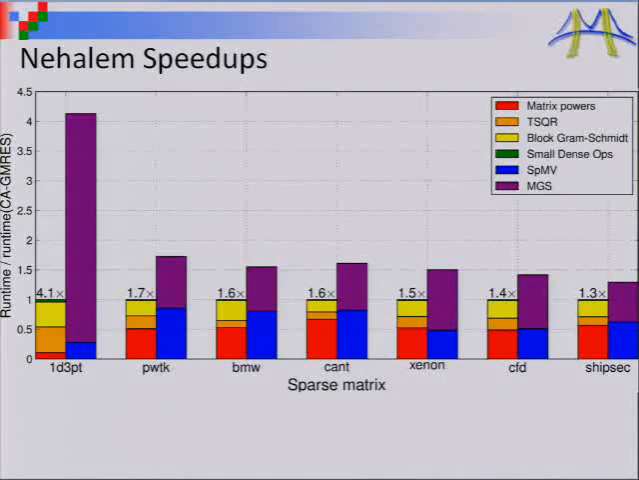Okay, and there's similar data on Nehalem. On Nehalem, the speedups aren't quite as good. Why? Because Nehalem has more memory bandwidth than Clovertown did. So avoiding communication isn't quite as important because it has higher bandwidth, but it's still a good idea.